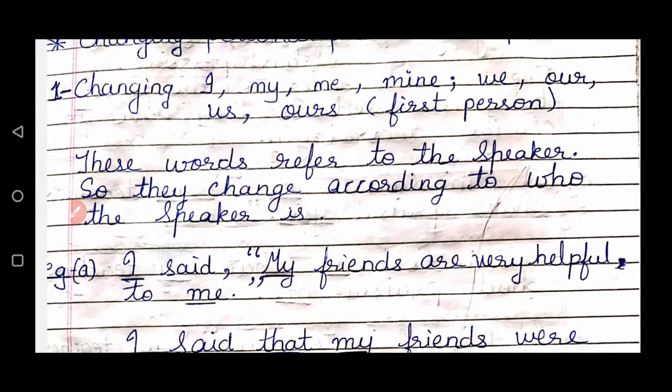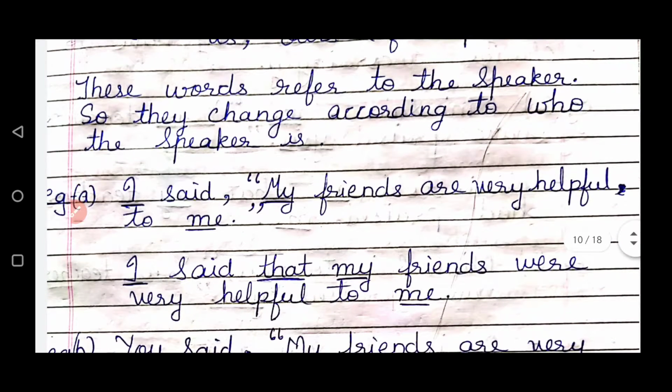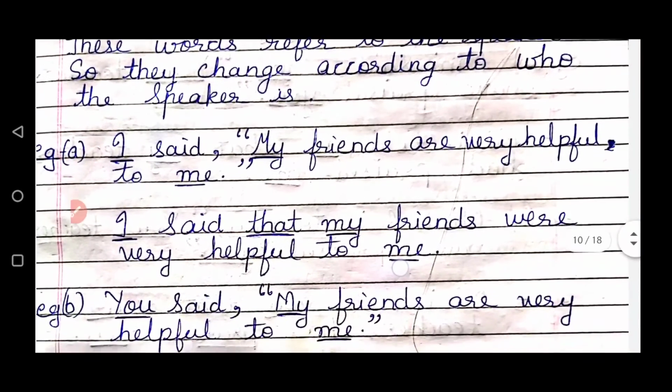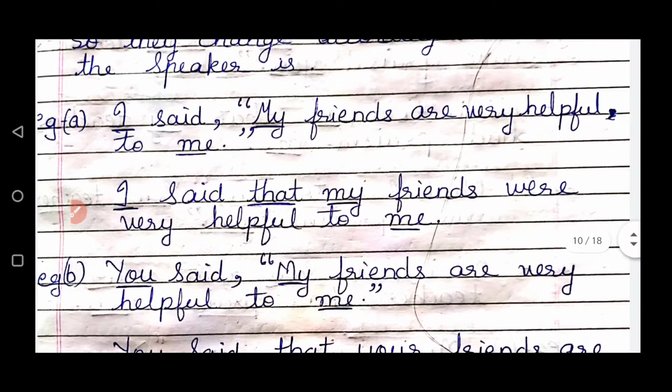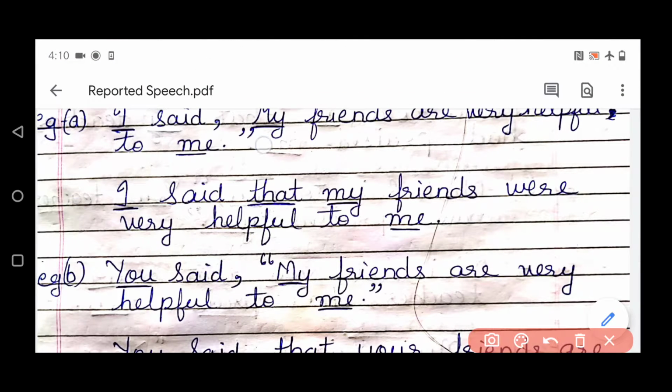First person pronouns always refer to the speaker, है ना? My, our, तो सब speaker से related होते हैं, first person pronoun मतलब. So they change according to who the speaker is. I said, my friends are very helpful to me. You can see over here, first pronoun my friends, again to me. You can see, I said that my friends.